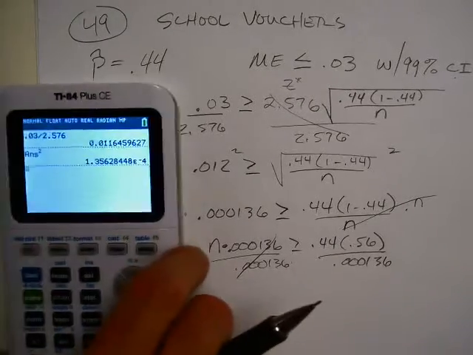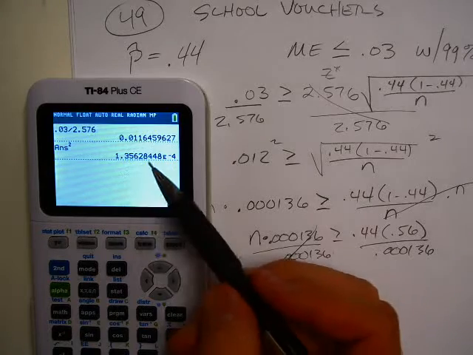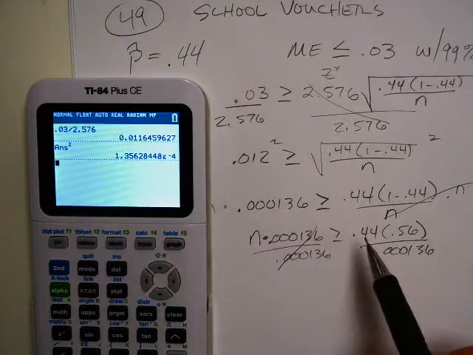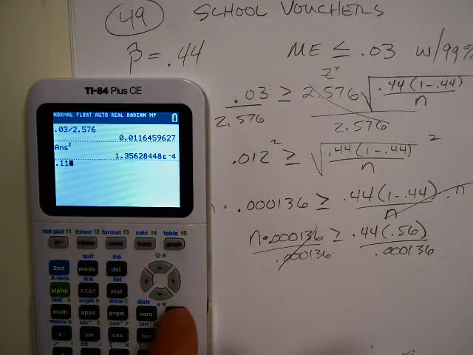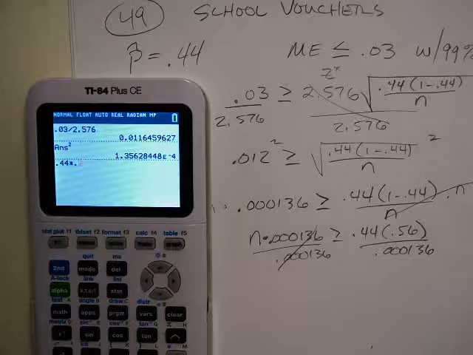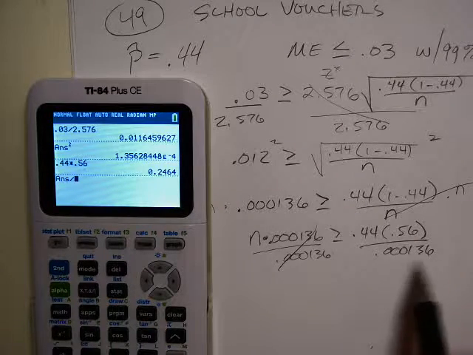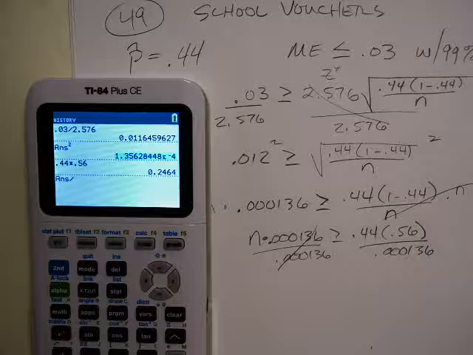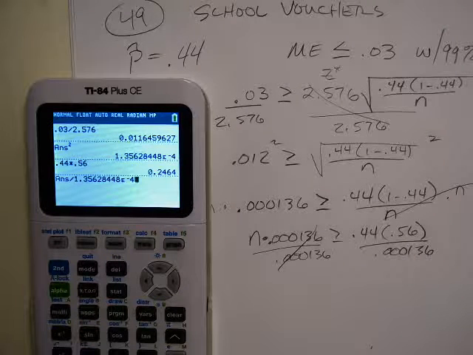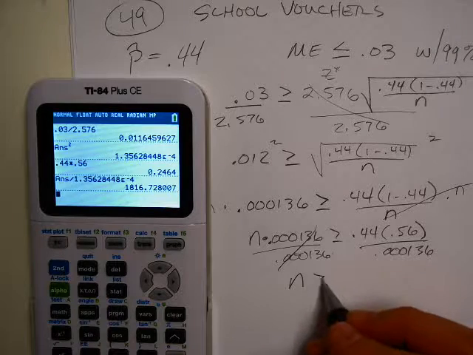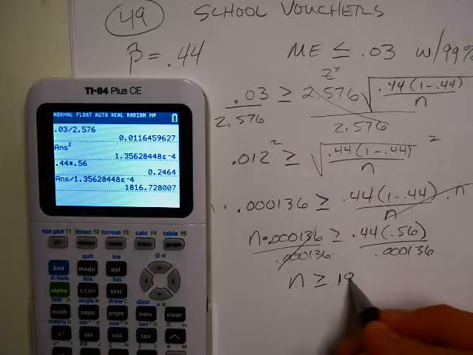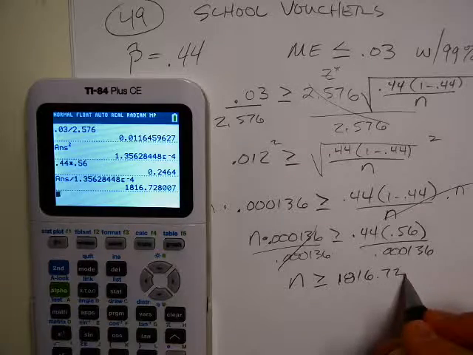So here's what I'm going to do in the calculator. I'm going to take this value and first start by calculating this. 0.44 times 0.56, and then I'm going to divide that by this thing that I have in the calculator, but I'm not going to retype it. I'm going to copy it and bring it down. So I get that n is greater than or equal to 1816.7273.